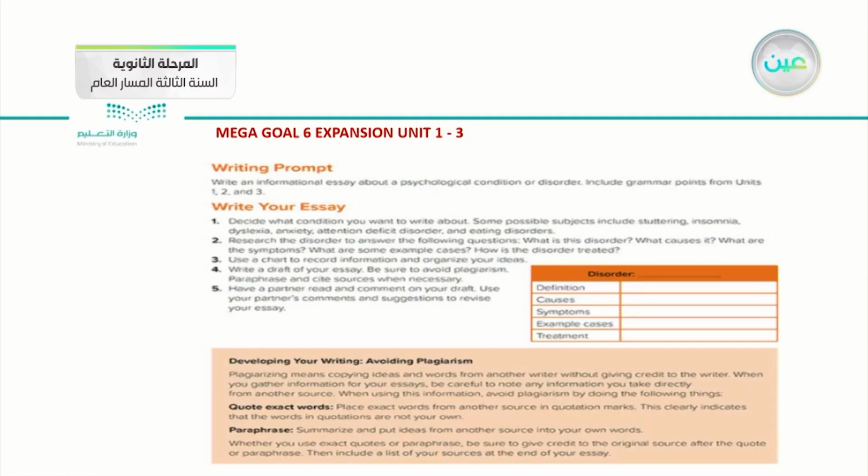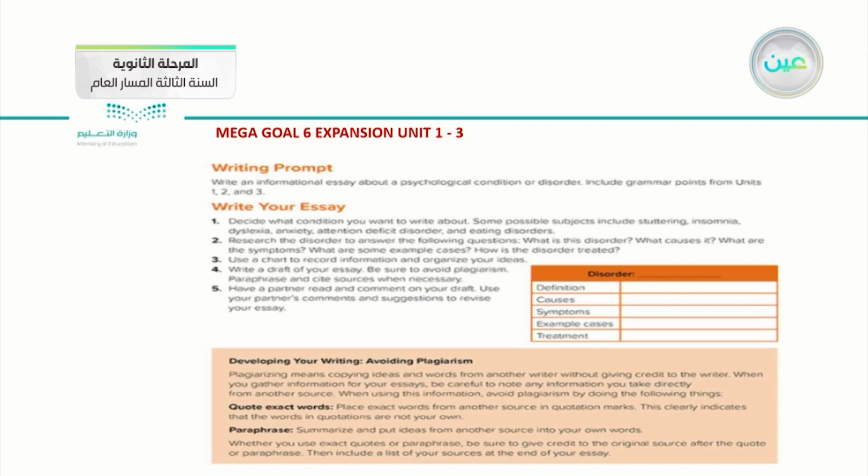Number 1, the definition of it. How can we introduce that disorder to the people who read my essay? I should give a complete sentence about its definition. Number 2, the causes of it. Maybe you found a lot of causes, so try to choose the good one which belongs to your subject. And symptoms. What do you think are suitable symptoms that belong to your subject?